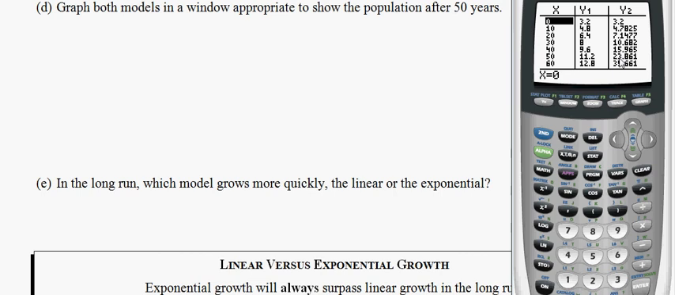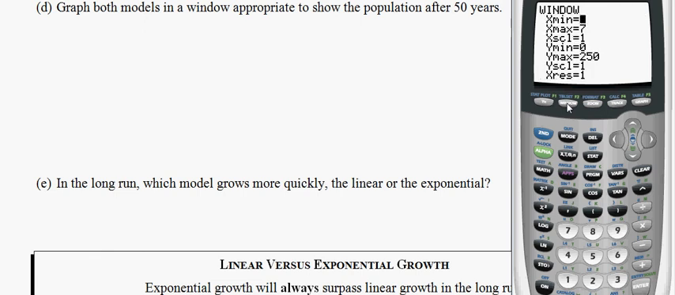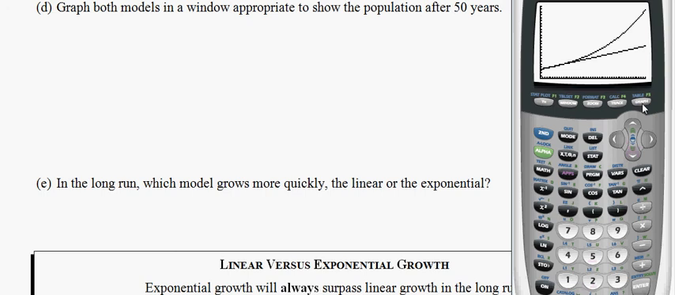If I wanted a convenient value at 50, maybe say 25. All right, so let's go 0 to 50. Yeah, sure, 0. And what did we say, 25? All right, let's take a look at the two graphs. There's my linear, there's my exponential.